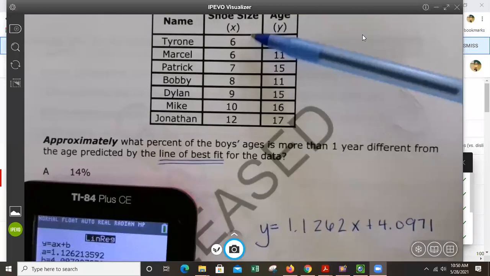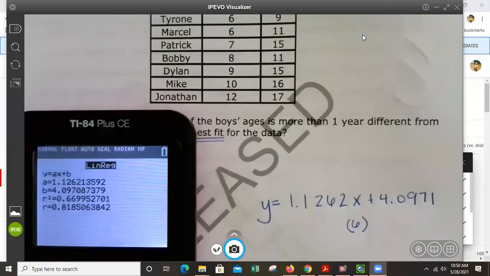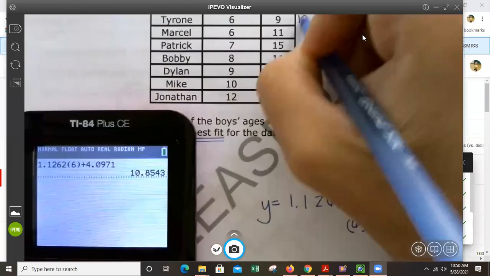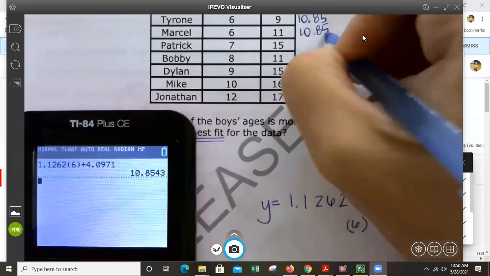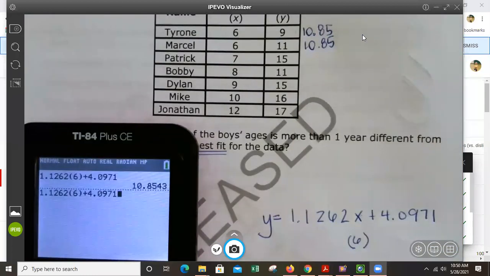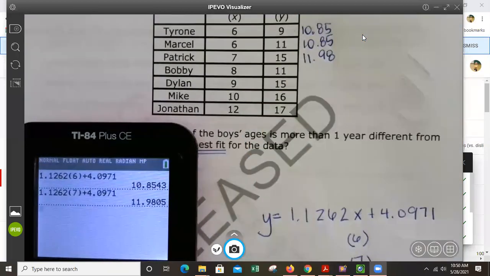So we're going to start with 6. So we're going to use this equation and we're going to plug in 6 the first time. So 1.1262, plug in 6, 4.0971. When I plug in 6, I get 10.85. Both of these are 6, so that's why I can write it there. Now I'm going to do 7. The next time I'm going to plug in, not 4, I'm going to plug in 7. I get 11.98. I'm going to plug in 8 the next time.